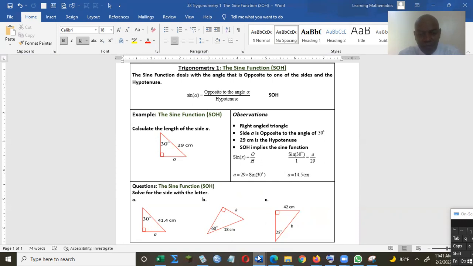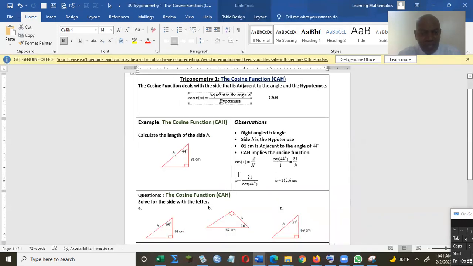Okay. Let's look at another example. Let's say you have a triangle and the side that is away from the 90 degrees, H, that's what you want to find. And you have another side 81 centimeters and you have an angle 44 degrees. So you make some observations to pinpoint which trigonometrical ratio to use. First of all, it's a right angle triangle. That's obvious. The side H is the hypotenuse, okay, because you can see it is away from the 90 degrees. 81 centimeters is adjacent to the angle 44 degrees. 81 adjacent to 44 degrees.